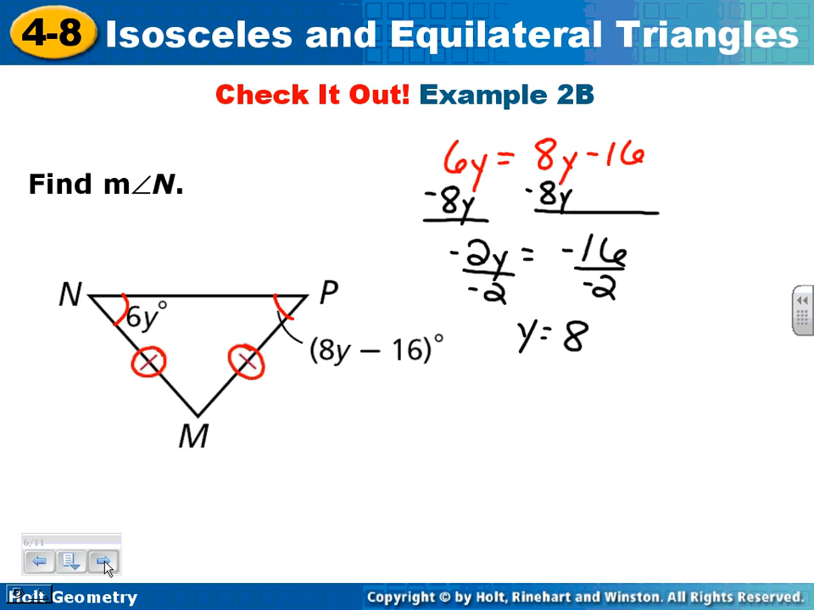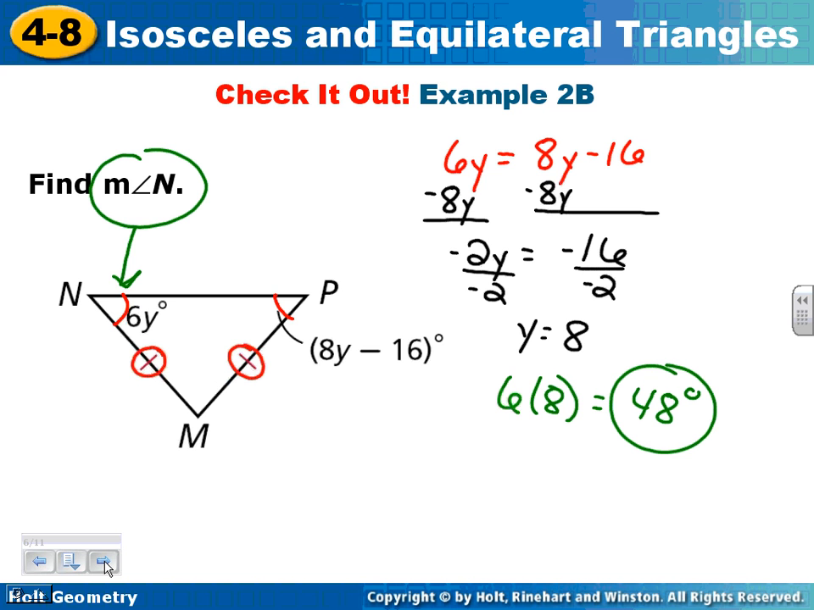But don't stop there. I'm asked to find the measure of angle N, which is 6y. So I have to take 6 times 8. So my answer would be 48. Okay, that takes care of isosceles triangles. Let's now talk about equilateral.